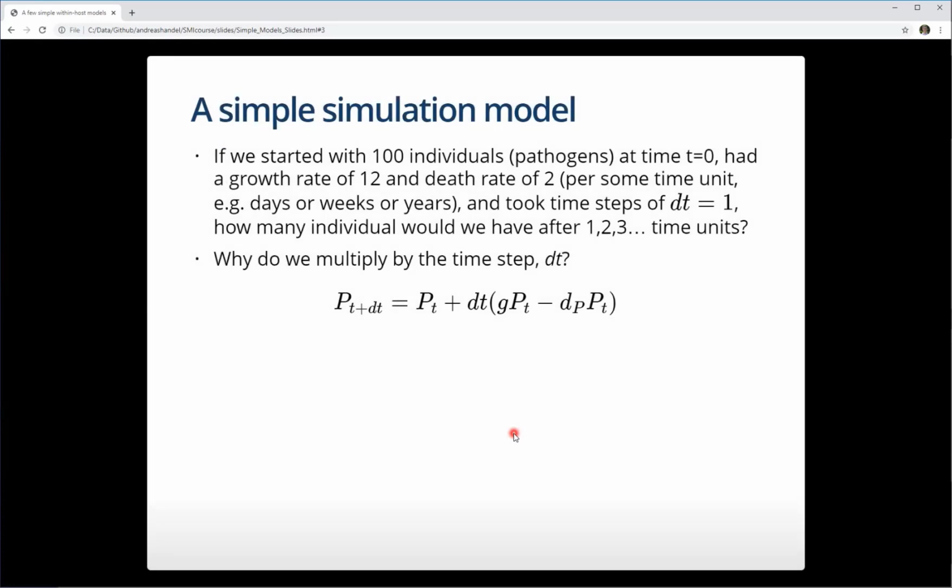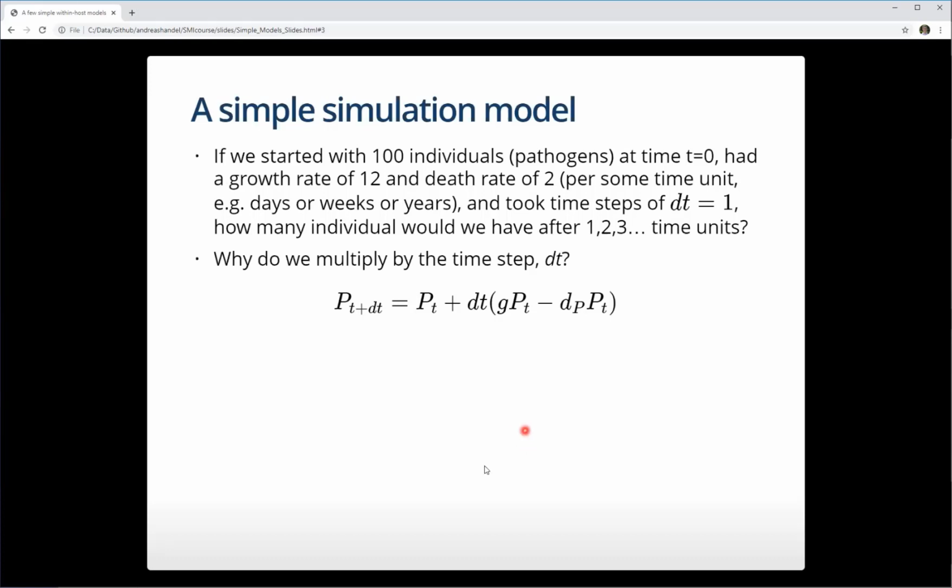So just to get a little bit of an intuition of how these models work, you can try it for yourself. If we started with 100 individuals at the initial time step, we had a growth rate of 12, so G was 12, and a death rate of 2, so D_P was 2. And we took time steps of 1. So how many individuals would we have after 1 time step, 2, 3 time steps? Try it real quick and then type it in the chat.